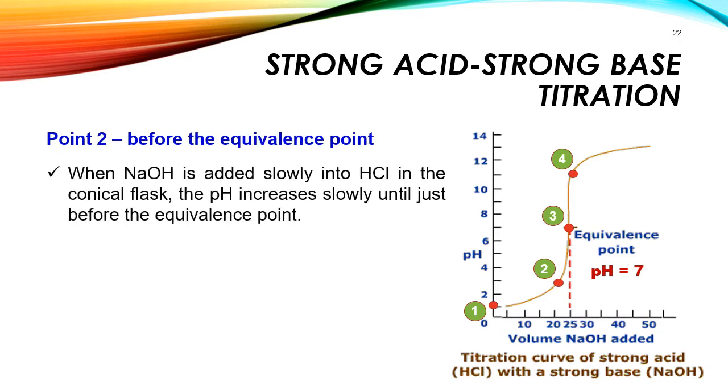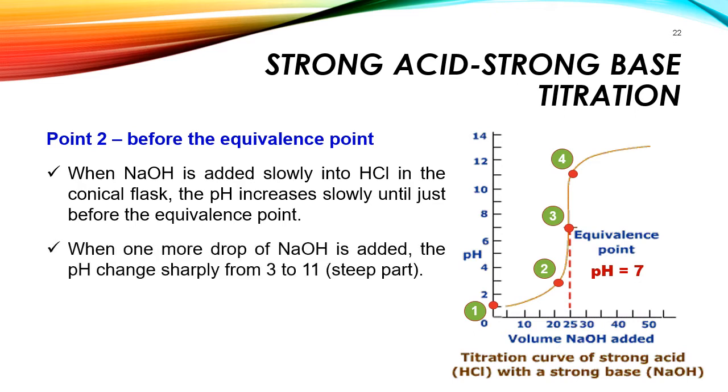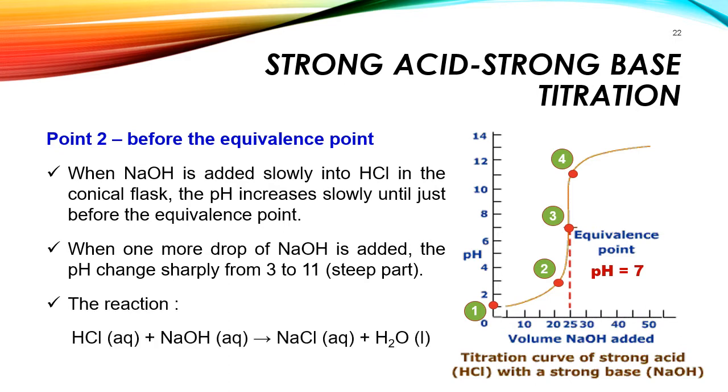At point 2, when sodium hydroxide is added slowly into the hydrochloric acid in the conical flask, the pH increases slowly until just before the equivalence point. When one more drop of sodium hydroxide is added, the pH changes sharply from 3 to 11, which we can observe at the steep part of the titration curve. The reaction occurs between the hydrochloric acid and the sodium hydroxide to produce the salt of sodium chloride and water.